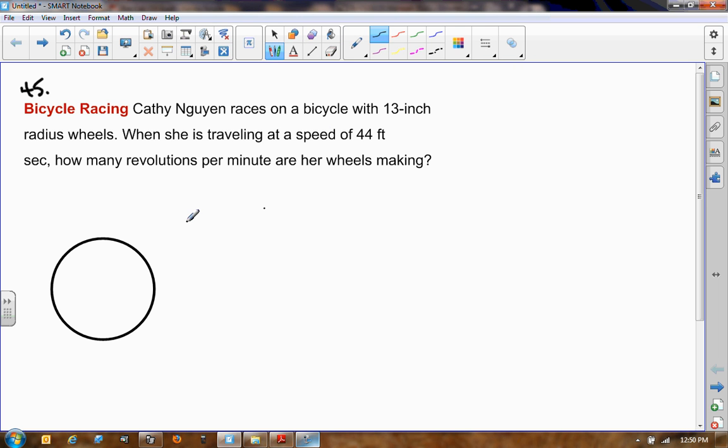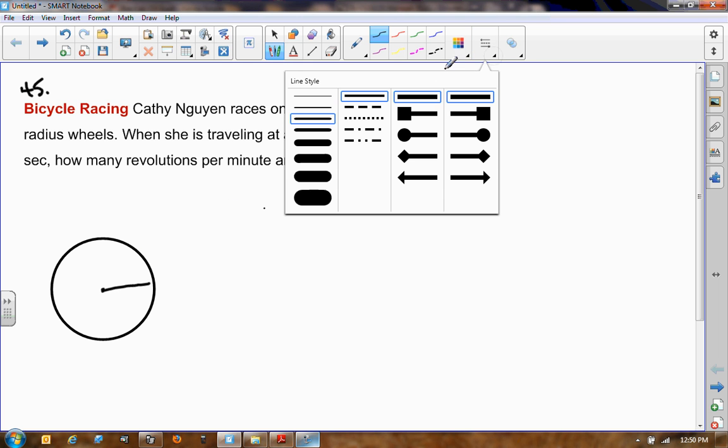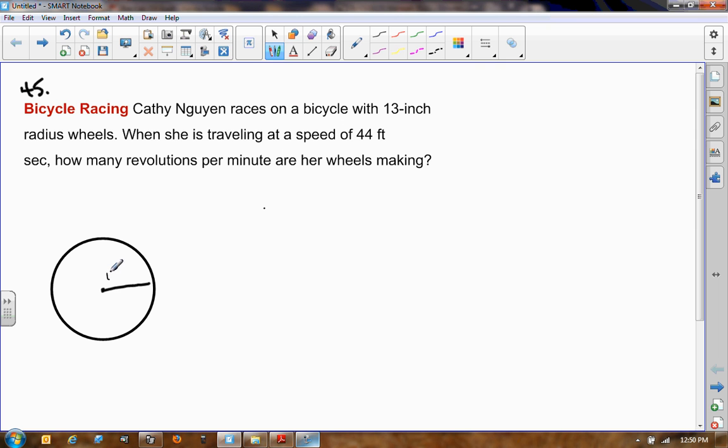It has some information. The radius of the wheel is 13 inches. So it's a 13-inch radius wheel. When she is traveling at a speed of 45 feet per second, or 44, sorry, 44 feet per second, where per means ratio. How many revolutions per minute? So you want your answer to be in revolutions per minute.